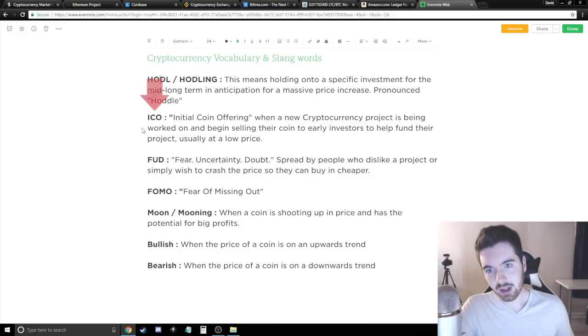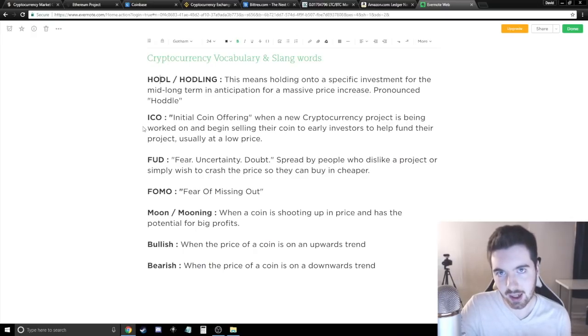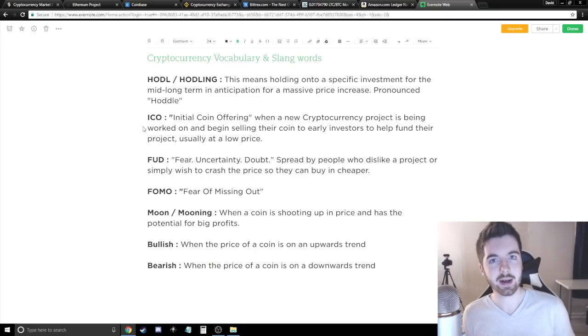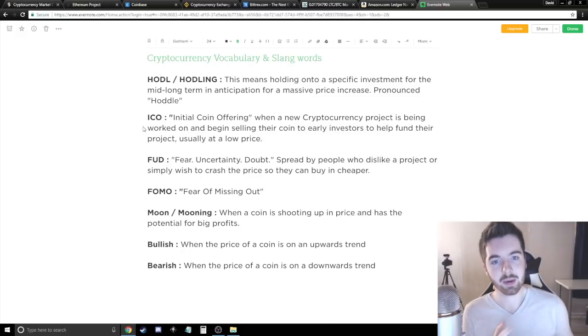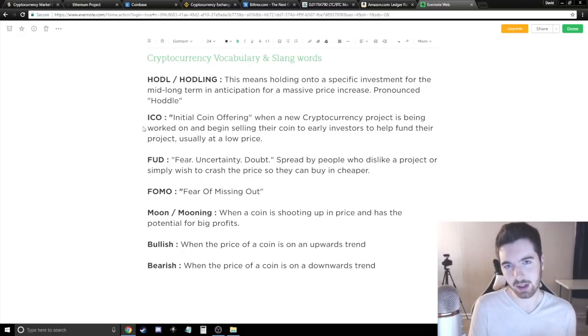The next word is an ICO, which is an initial coin offering. This is pretty much when a new company or a new cryptocurrency project is coming out and developers are working on it. They'll have an ICO where early investors can come in and buy up coins. They use that profit pretty much to start working on their project. And you as an early investor, you'll usually get a low price on the coin.